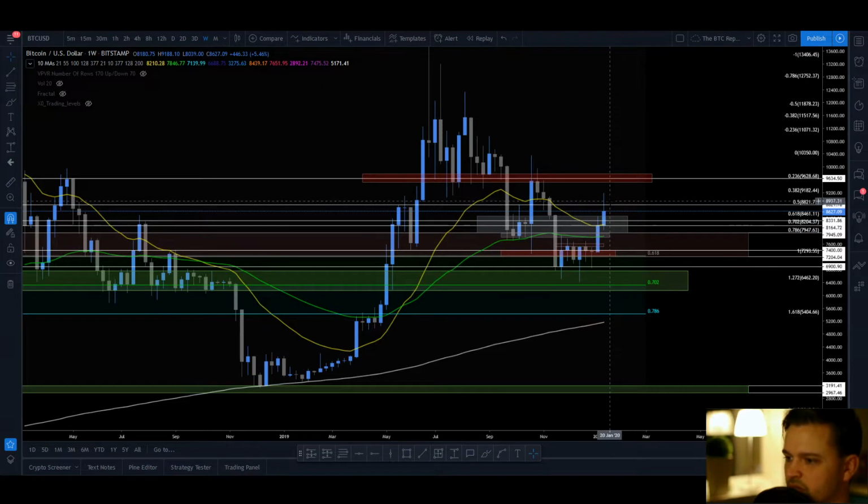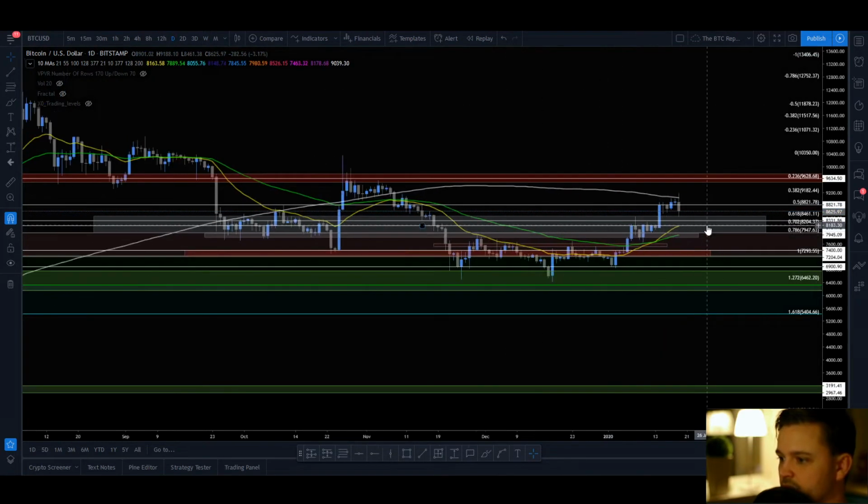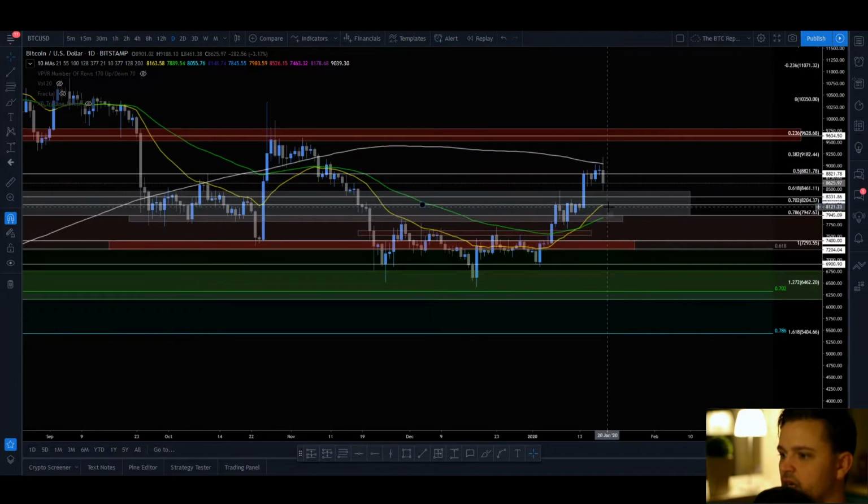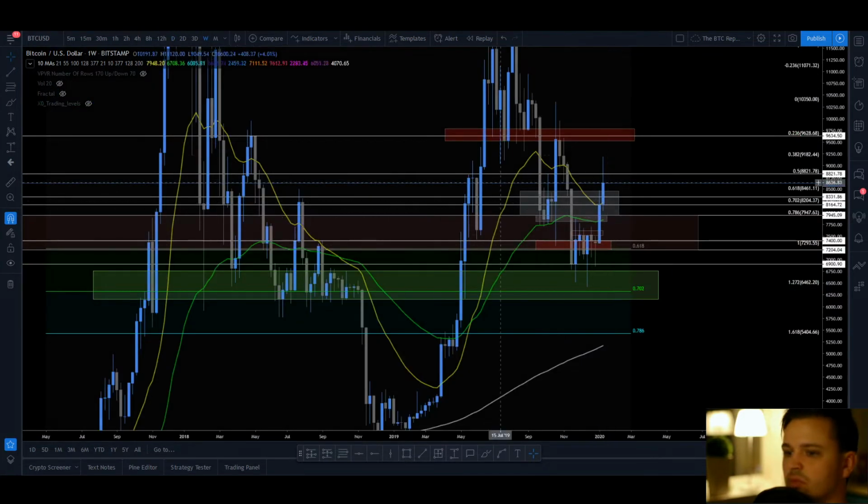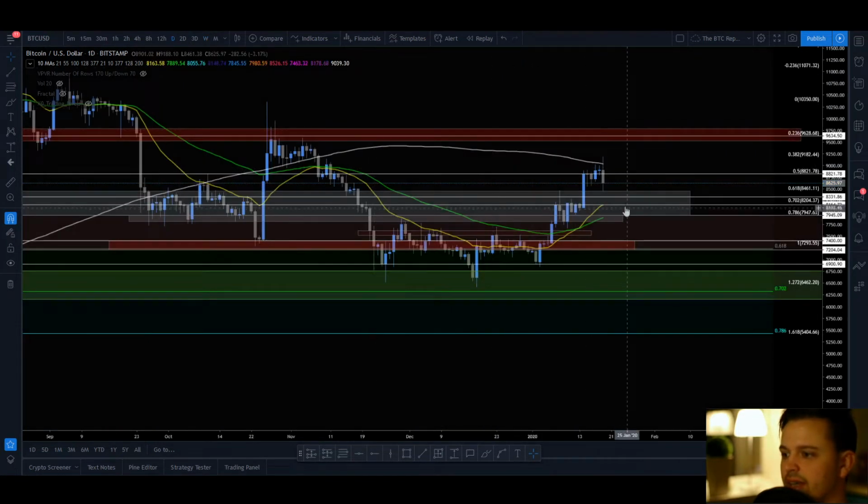If we do close this weekly up here, I'm very bullish in the short term for a move up. But if we close back here, we're probably going to see a move down into this consolidation area. We are probably going to test the yellow 21 exponential on the weekly, and if you look at the daily, the 21 exponential is actually confluent with the yellow 21 on the weekly. So we have nice confluence between the yellow 21 on the weekly and the yellow 21 on the daily.